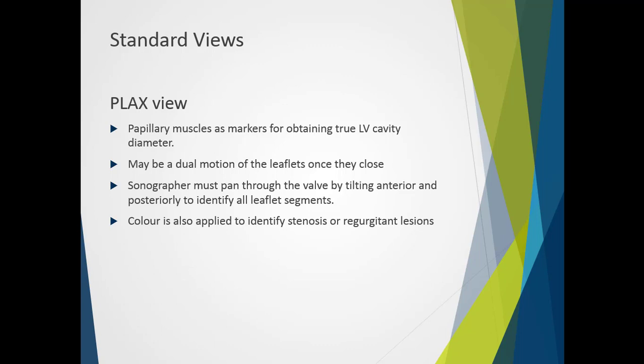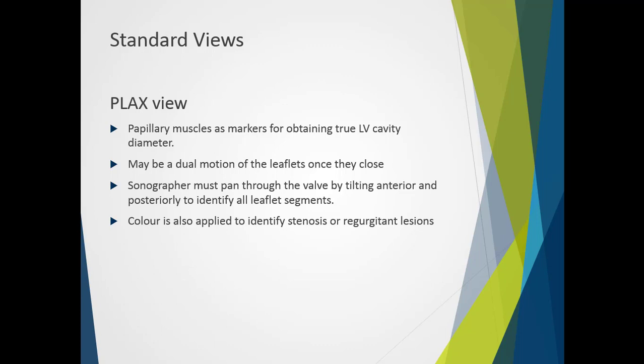Here we have the standard parasternal long axis view. We use papillae muscles as markers for obtaining the true LV cavity diameter. In the ideal view, the true diameter is obtained by aligning your probe between the two papillae muscles. When the leaflets close, the coaptation may be followed by a slow second motion of both leaflets moving towards the annulus, but actually beyond the annulus. This is called systolic bowing of the leaflets.